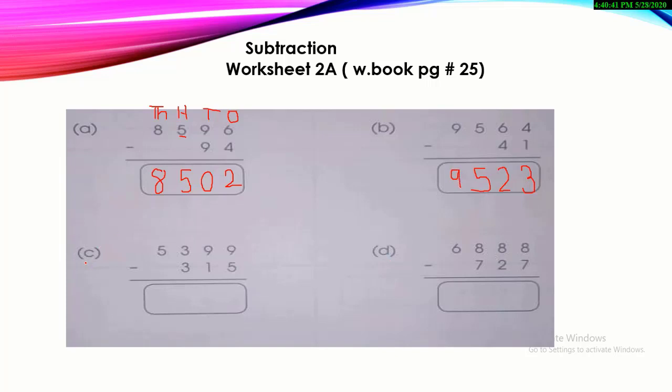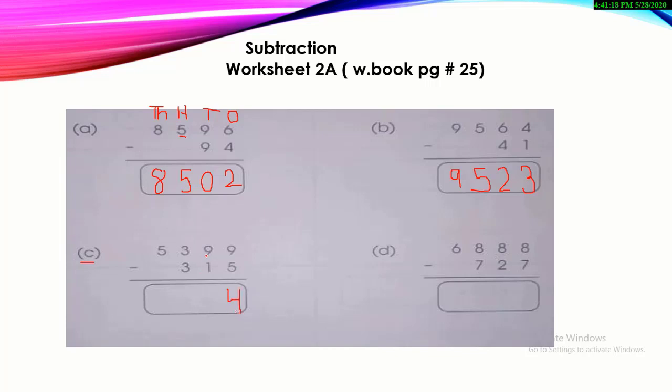Okay, yes. Now the question part C we have, 9 minus 5. So you can take out your 9 fingers and then you can close the 5, which is the very easy method that you will learn in prep class. So let's see what will be the answer. Take out the fingers and tell me. Yes, the answer is 4.